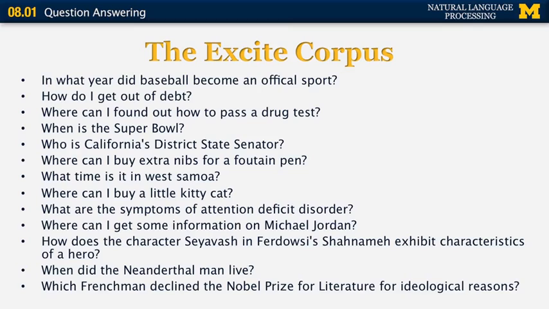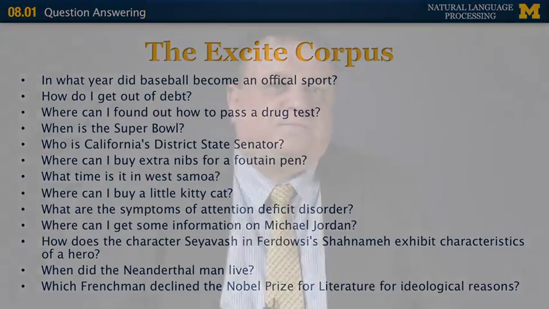So this year's Super Bowl is in a couple of weeks. Next year's Super Bowl is going to be in a different location on a different date. So the answer to this question will vary depending on when it is asked. Same thing goes for the next question. Who is California's district state senator? It's completely possible that the answer to this question depends on the location, and it certainly depends on the time.